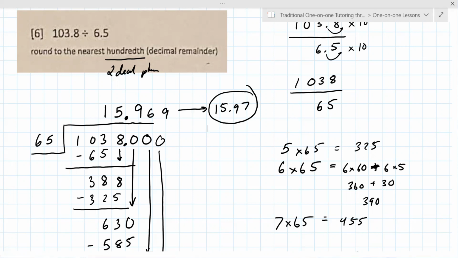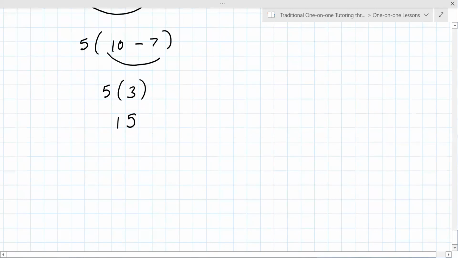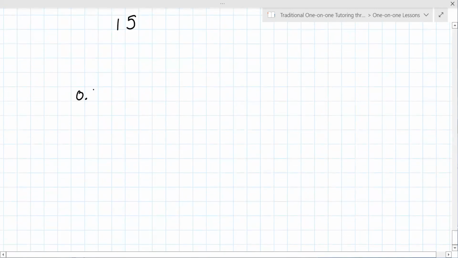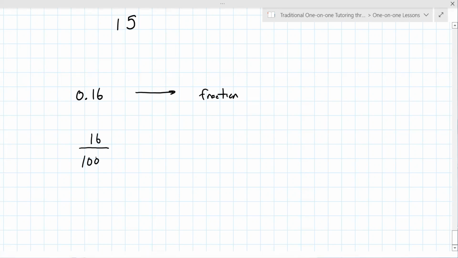Let me know when you're ready for me to give you some problems to work on. I'm ready. Okay. All right, so I want you to take 0.16 and convert it to a fraction. Okay, so what do you write it over? What does 16 get written over? 100. Okay, so I want you to reduce that. You can reduce it by 2 or 8. 8 over 50.